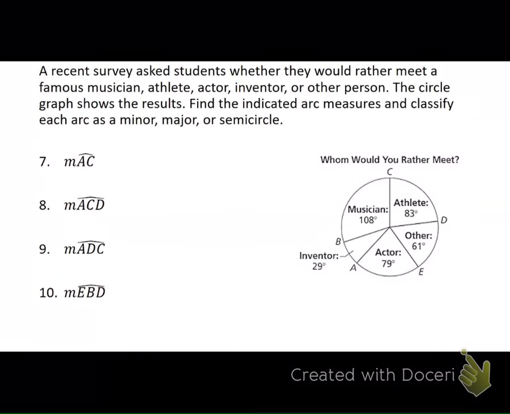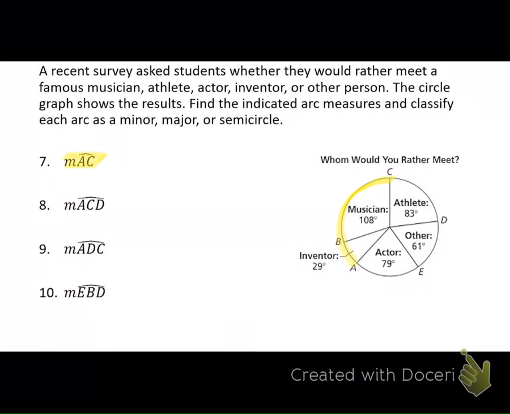A recent survey asked students whether they would rather meet a famous musician, athlete, actor, inventor, or other person. The circle graph shows the results. Find the indicated arc measures and classify each arc as a major, minor, or semicircle. So AC is 2 letters. So that means we need to go the shortest. So A to C. This is shorter than going the other way. Do you guys see how this way is shorter than going this way? So you got to be careful there.